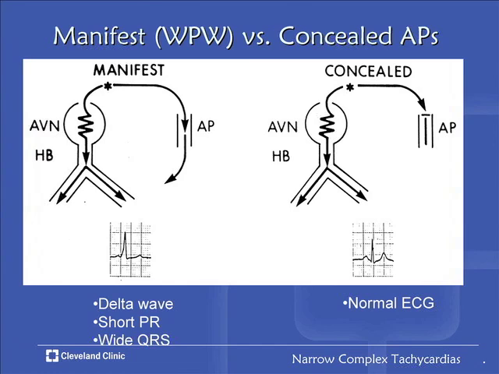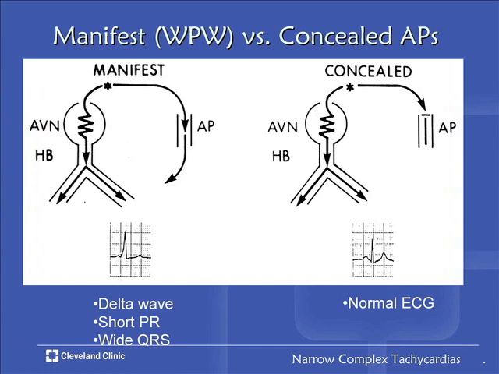If you have a concealed pathway, meaning an accessory pathway that doesn't conduct anterogradely, doesn't conduct from here down, it only conducts upward, from the ventricle upward, then when the sinus node signal comes down, it's not going to come down through the accessory pathway. It's only going to come down through the AV node. So what's going to happen? You're only going to see a ventricular activation that looks as if you don't have an accessory pathway.